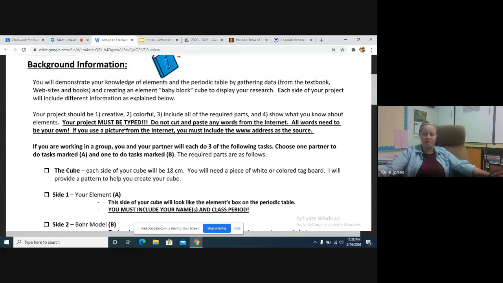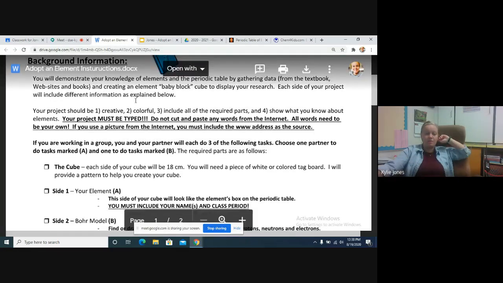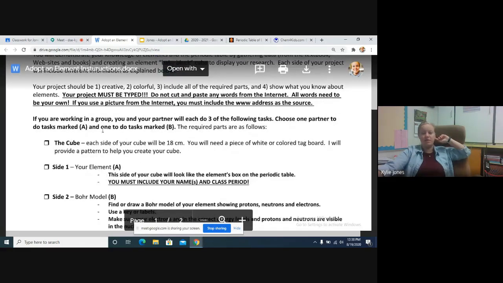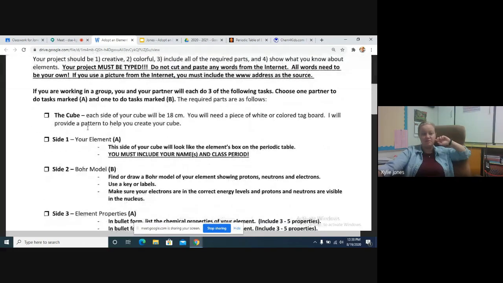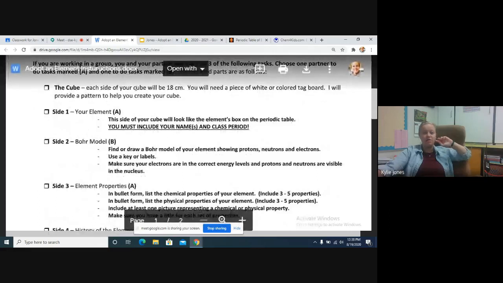It says it must be typed, but again, it's online, so it's okay. It will be typed anyway. If you use a picture from the internet of something, make sure you include the source, so the website that you got it from, so that you're not plagiarizing someone's work. You're not doing it with a partner, sorry, that's a little difficult. So each side, the whole cube, will be the PowerPoint in this case.